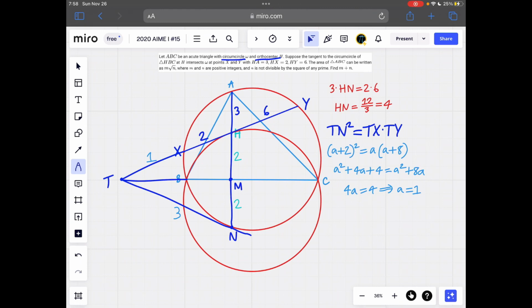And this allows us to compute the length of TM. It's equal to the square root of 3 squared minus 2 squared, which is the square root of 9 minus 4, and that's equal to root 5. So TM, this entire thing here, is equal to root 5.